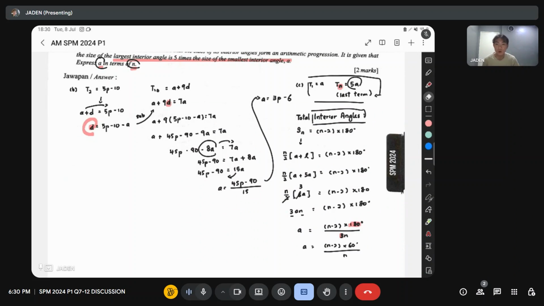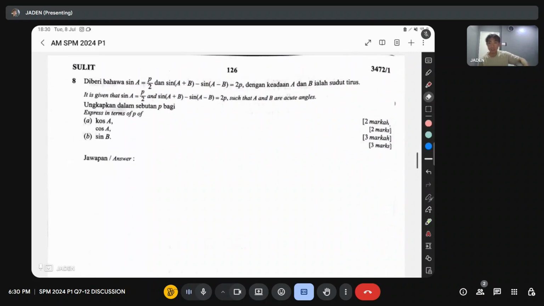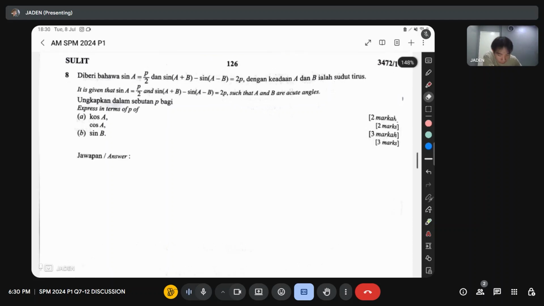Okay, now let's move on to question 8. Question 8 is all about Form 5 Chapter 6, which is trigonometric functions. Let's look at the question together. It is given that sine A is equal to p over 2, and sine(A plus B) minus sine(A minus B) equals 2p, such that A and B are acute angles. Express in terms of p the value of cos A. So the first thing I would like to invite you to do is to draw the quadrant.